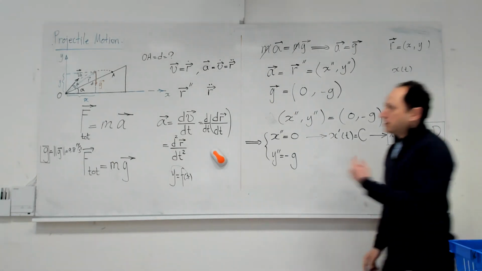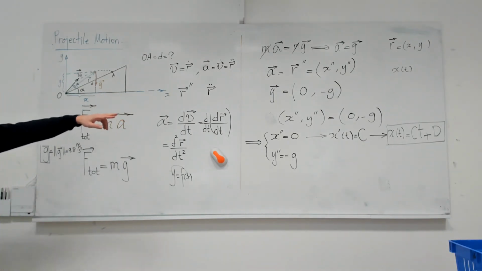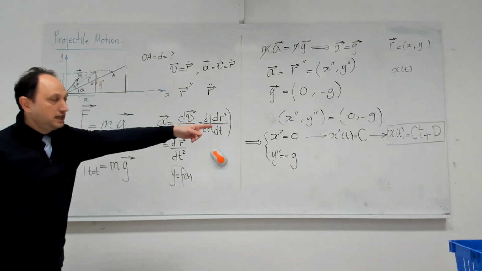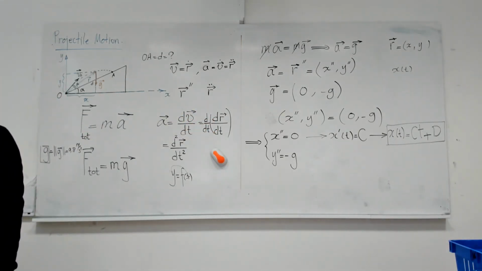So it means that if I shoot the particle here, what I see is that x as a function of time changes linearly: c times time plus d. But of course I don't know c, I don't know d. Yes? But we can find them. What are c and d in this case?